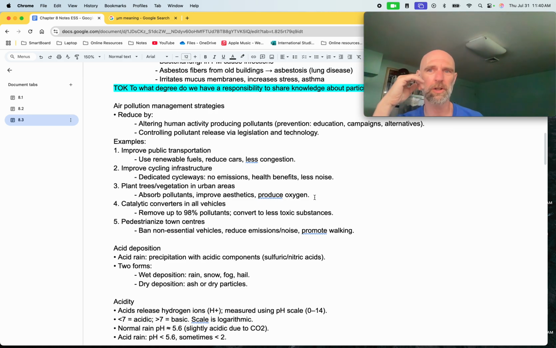Also, just make sure you're heating or cooking with fuels or energy that really doesn't increase the particulate matter inside your house. We control pollutants released via legislation and technology. Technology is really pretty cool the way it's going with improving air quality.